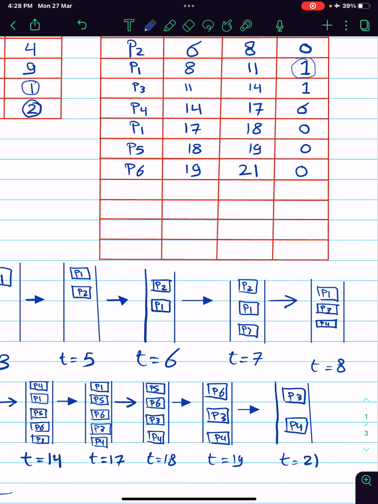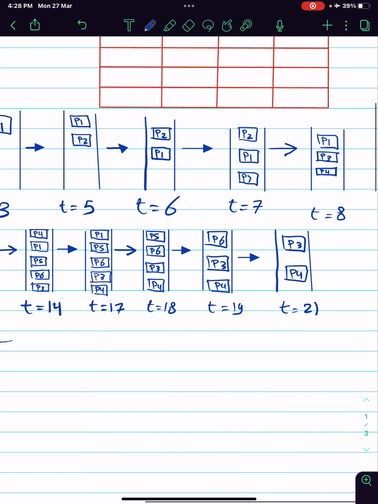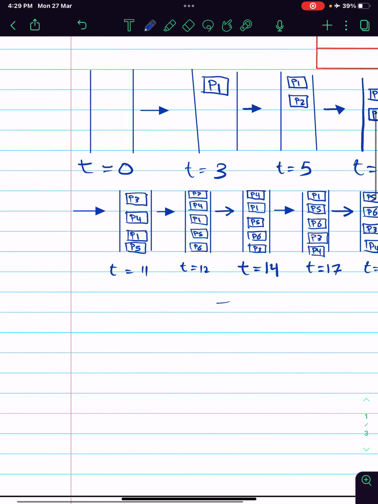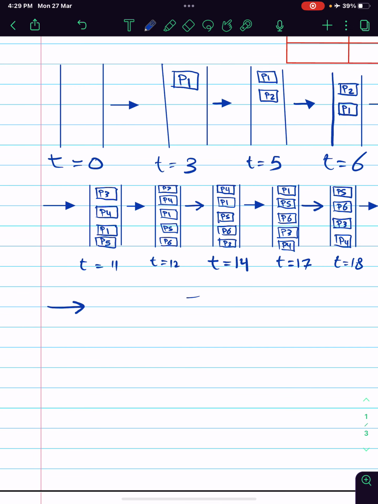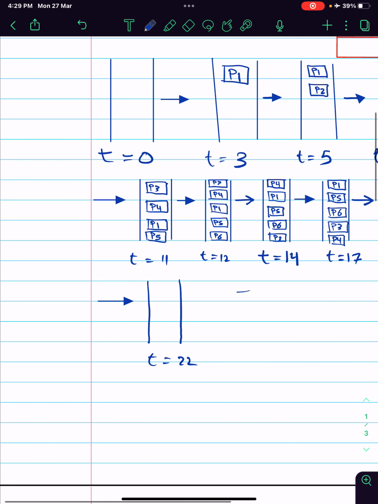What is the remaining time of P3? The remaining time of P3, as you can see, is also 1. Okay, so this means from 21 to 22, P3 finishes, right? So at time 22, P3 leaves, and the queue now has P4.